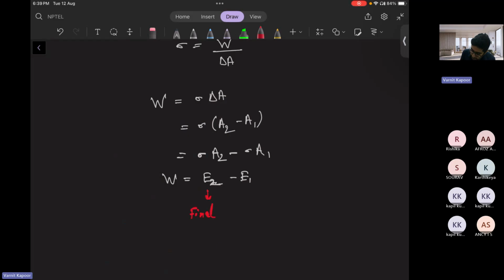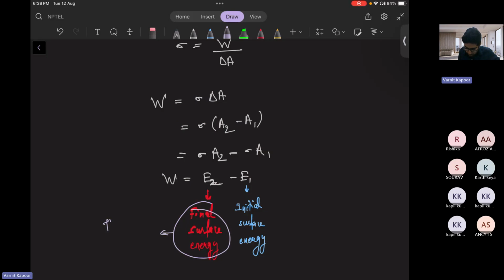final surface energy, and this was the initial surface energy, and this state E2 has more energy. You can physically feel that when you have stretched something, some amount of energy will be stored more, which is unbalanced in nature.